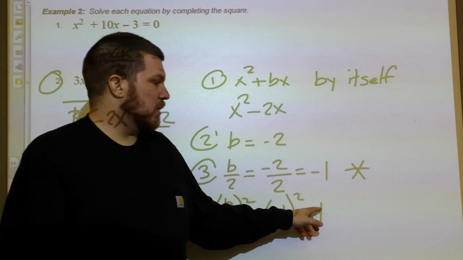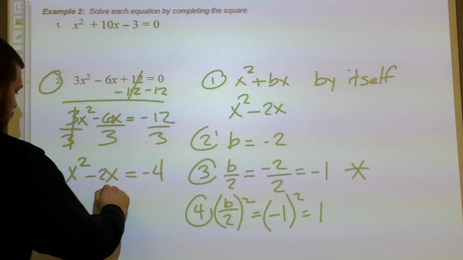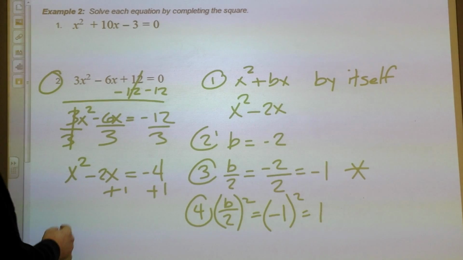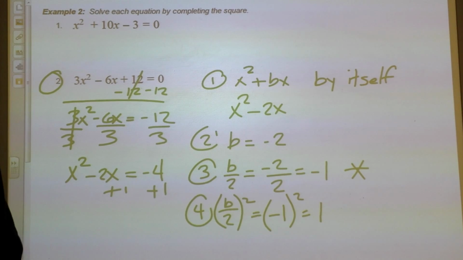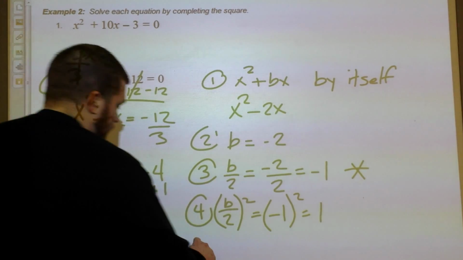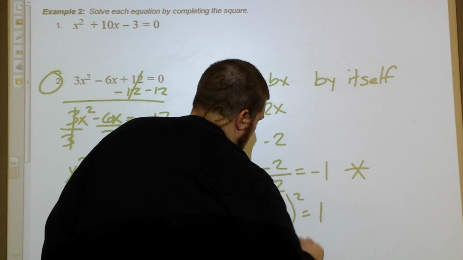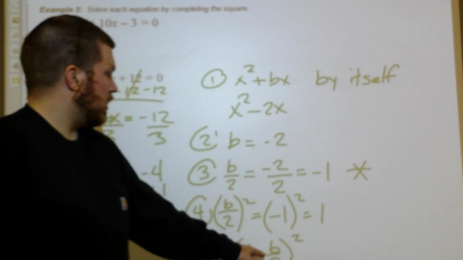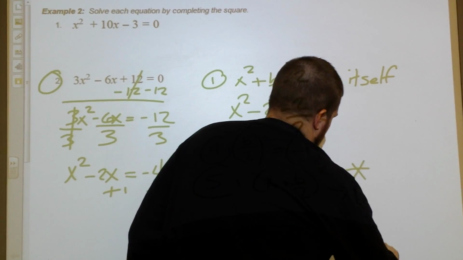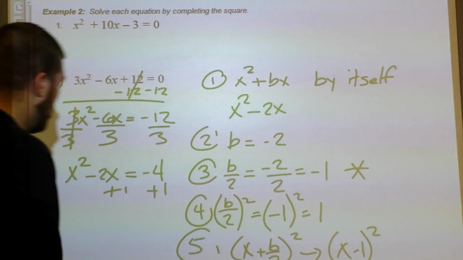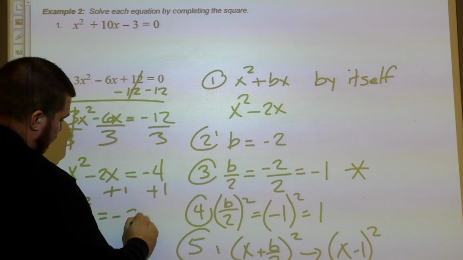Once we've squared that number that we just found, we're going to add it to both sides of the equation. So I have plus 1, plus 1. Now I have a perfect square trinomial that can be factored into the square of a binomial using the factoring pattern x plus b divided by 2 squared. Well, in this problem we found that b divided by 2 was negative 1, so my factoring pattern becomes x minus 1 squared. So this becomes x minus 1 squared equals negative 3.